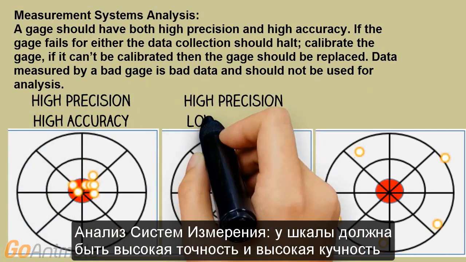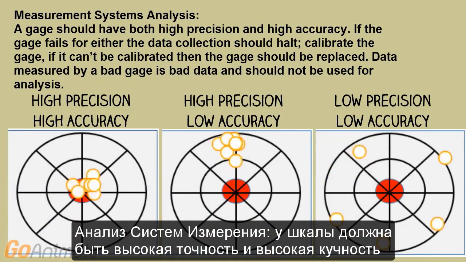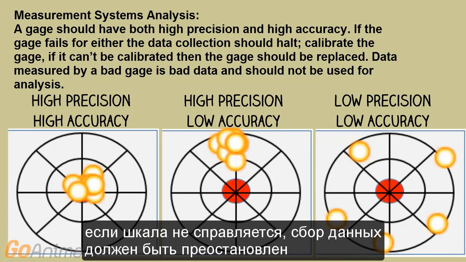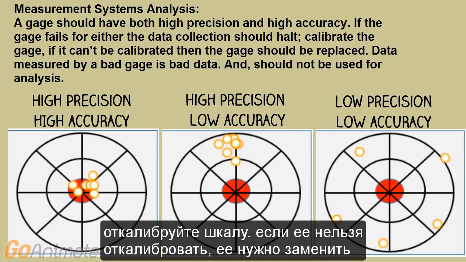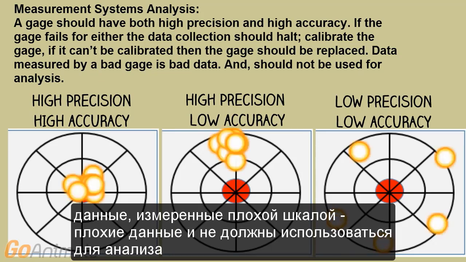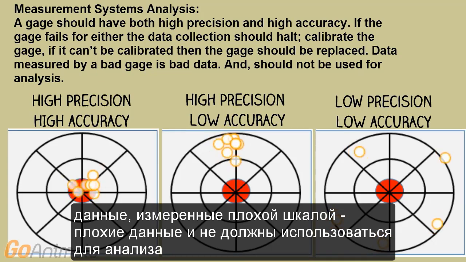Measurement systems analysis. A gauge should have both high precision and high accuracy. If the gauge fails for either, the data collection should halt. Calibrate the gauge. If it can't be calibrated, then the gauge should be replaced. Data measured by a bad gauge is bad data, and should not be used for analysis.